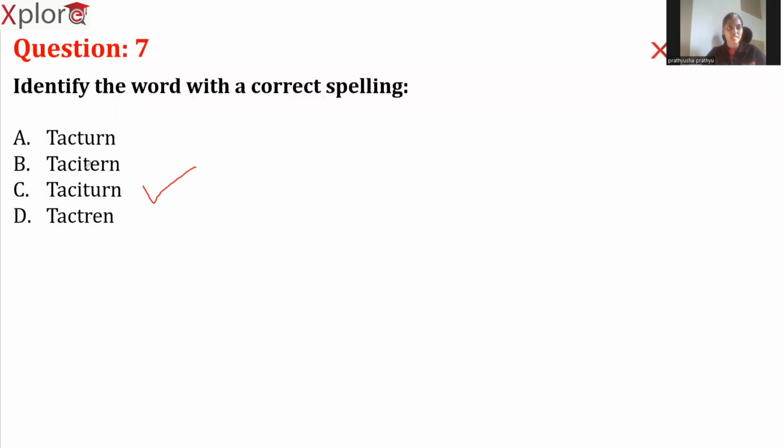It's not spelled with the wrong ending. It is taciturn.